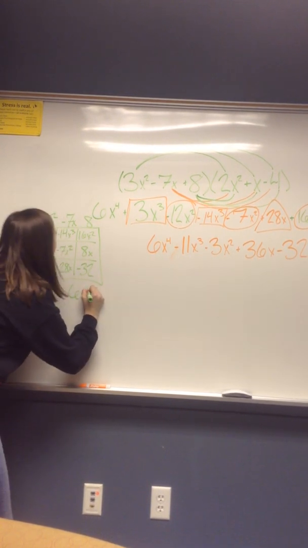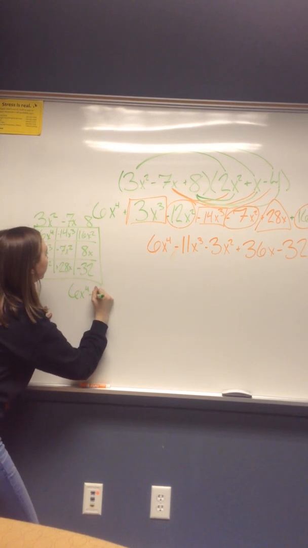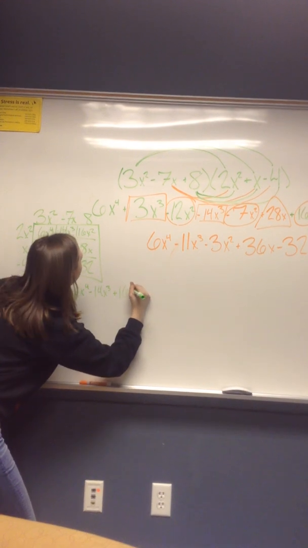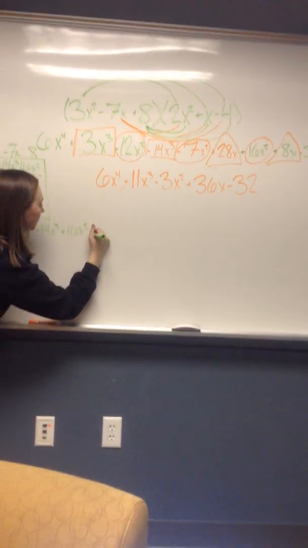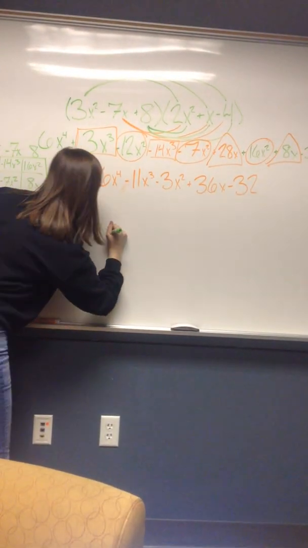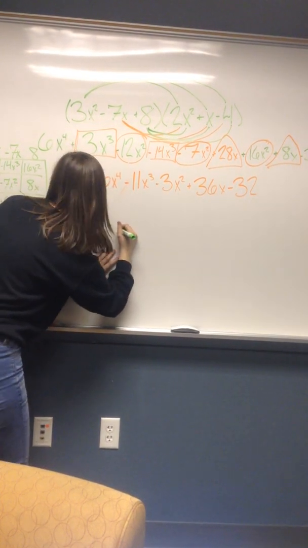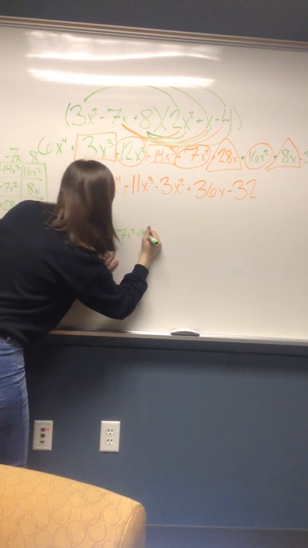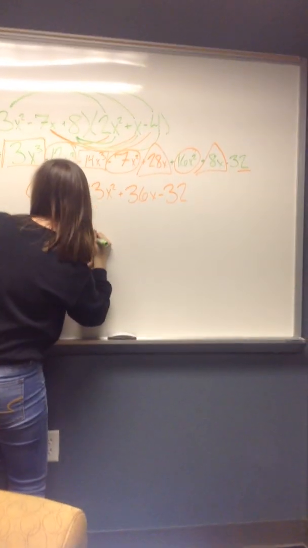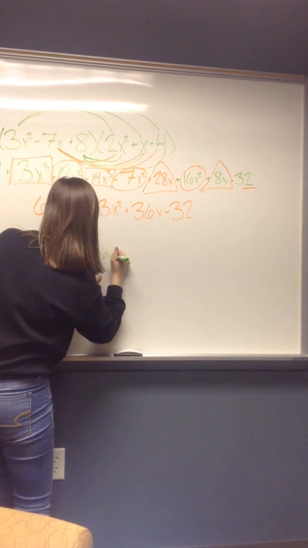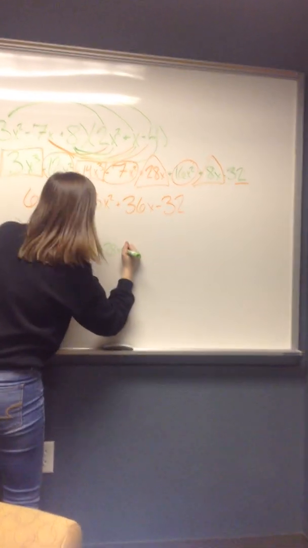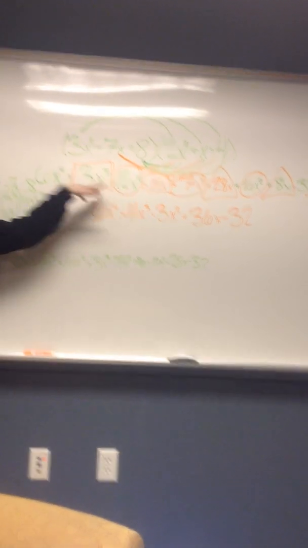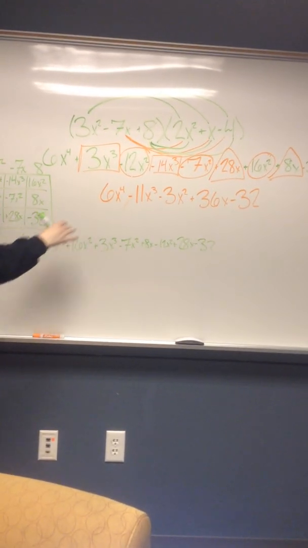Alright, so now we're going to put that under here, each term. 6x to the 4th minus 14x cubed plus 16x squared plus 3x cubed minus 7x squared plus 8x minus 12x squared plus 28x minus 32. And we'll go ahead and do the same process up here where we combined like terms and simplified it.